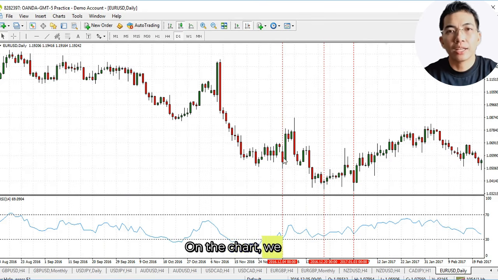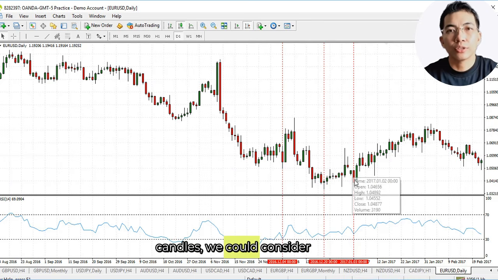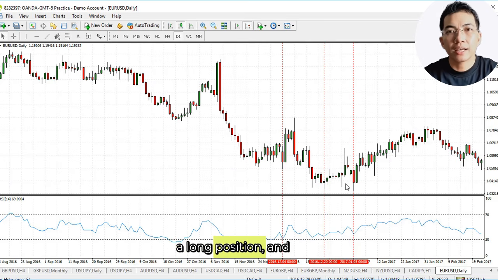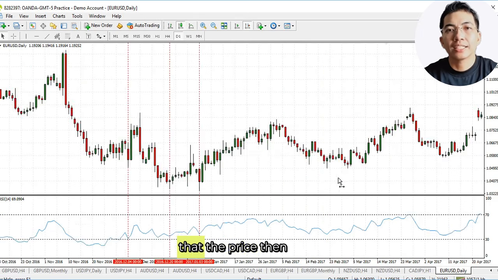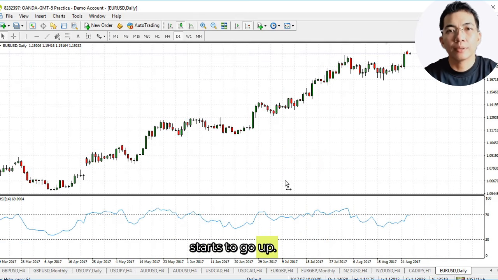On the chart we have lower lows, but if we check the RSI, we can see that the value is increasing at each new low. This is a positive divergence. The RSI is telling us the opposite of the chart. So on these two candles we could consider a long position, and actually you can see that the price then starts to go up.